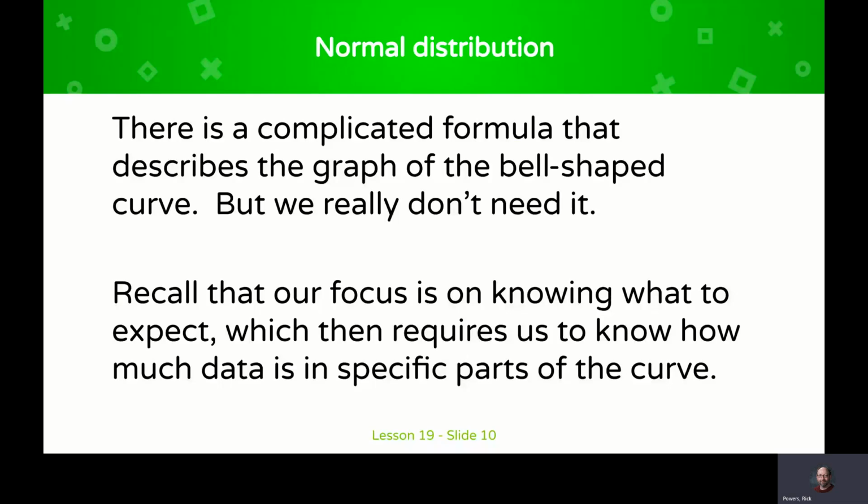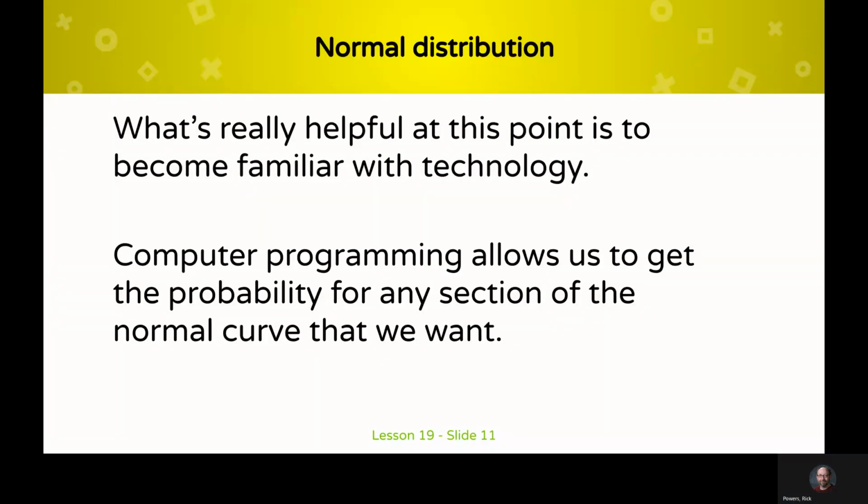There's a complicated formula that describes the graph of the bell-shaped curve, but we really don't need it. Recall that our focus is on knowing what to expect, which then requires us to know how much data is in specific parts of the curve. What's really helpful at this point is to become familiar with the technology. Computer programming allows us to get the probability for any section of the normal curve that we want.